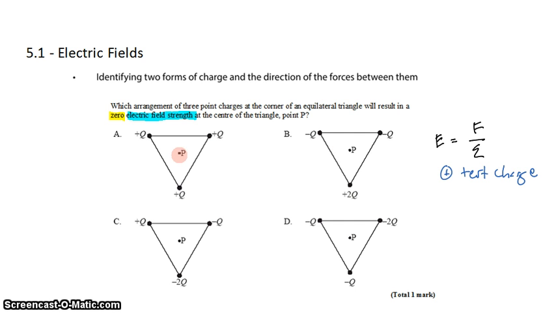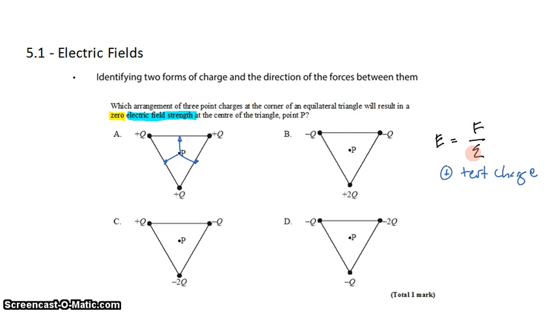So if I put a positive test charge at P, it would be repelled by the charge in this corner, repelled by the charge in this corner, and repelled by the charge in this corner. Now, force is a vector, so when I add these three forces together on this positive test charge, they cancel out to 0. They're all opposing together, so there's 0 force on a test charge.